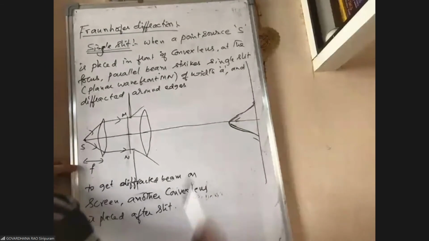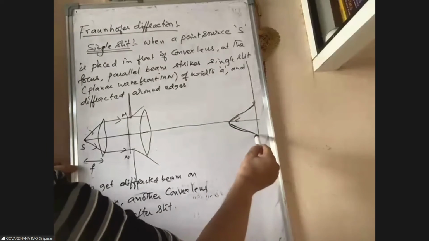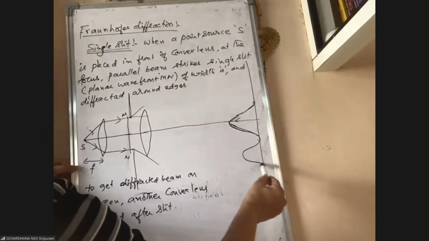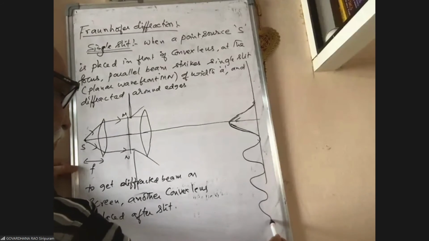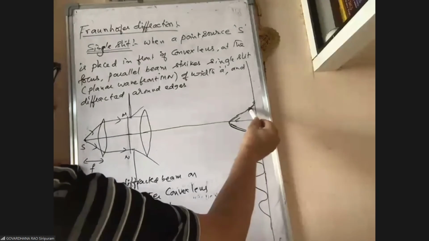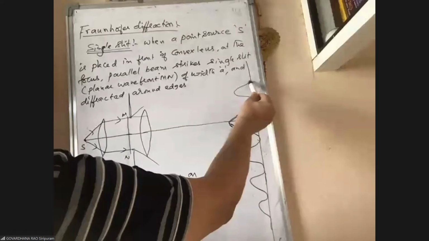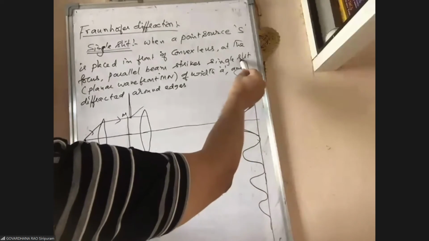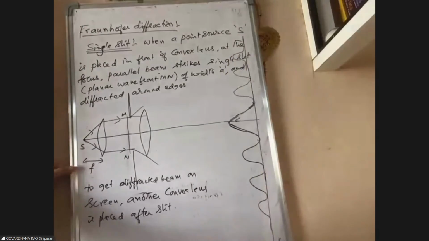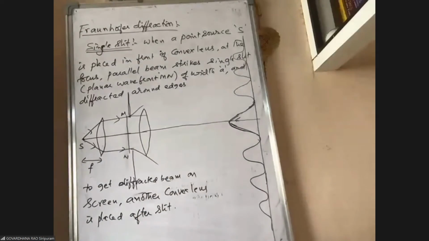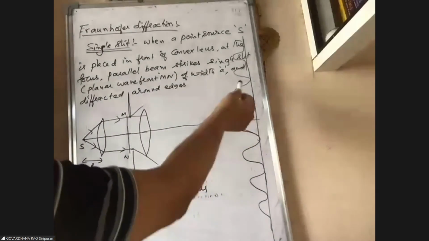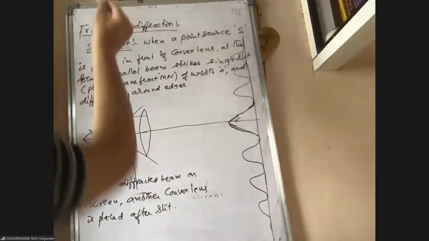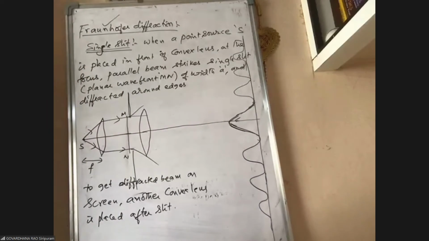This is the central maximum. You will observe alternate bright and dark fringes like this, with intensity gradually decreasing. There are alternate dark, bright and dark like this. This you will observe. So he is explaining this. Who? Fraunhofer. So to get the diffracted beam on the screen, another convex lens is placed after the slit.